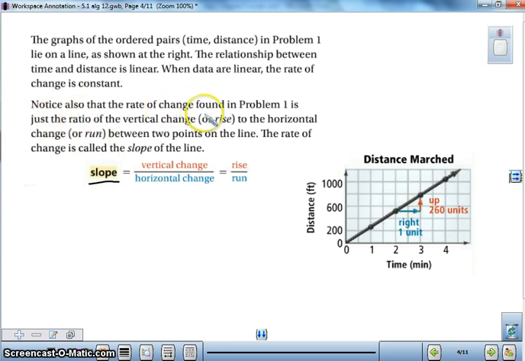It says, notice that the rate of change in problem 1 is a ratio of the vertical change, or the rise, to the horizontal change, or the run, between any 2 points on the line. This has a special name called our slope. This is some of the information that you would put down on that very first page of your notes if you want to pause and add this in.